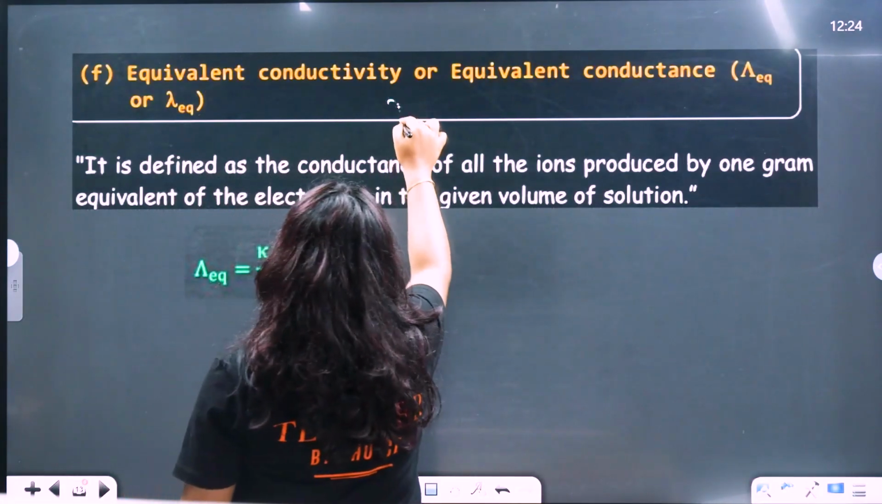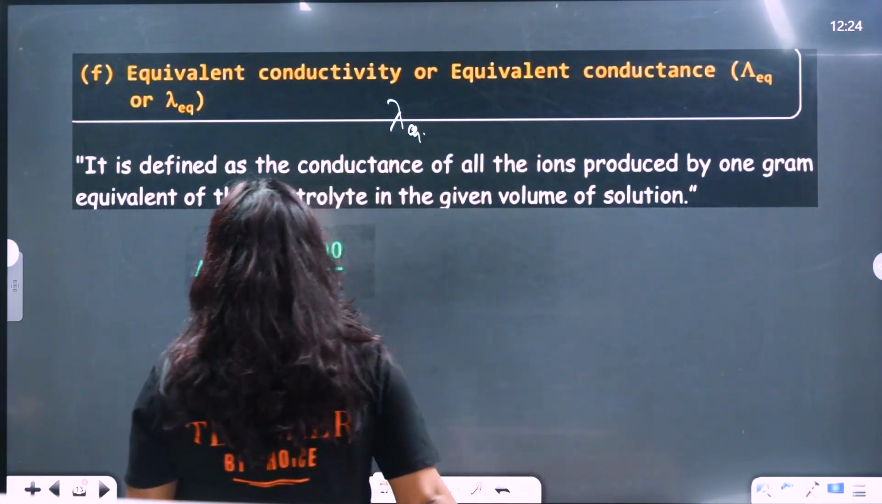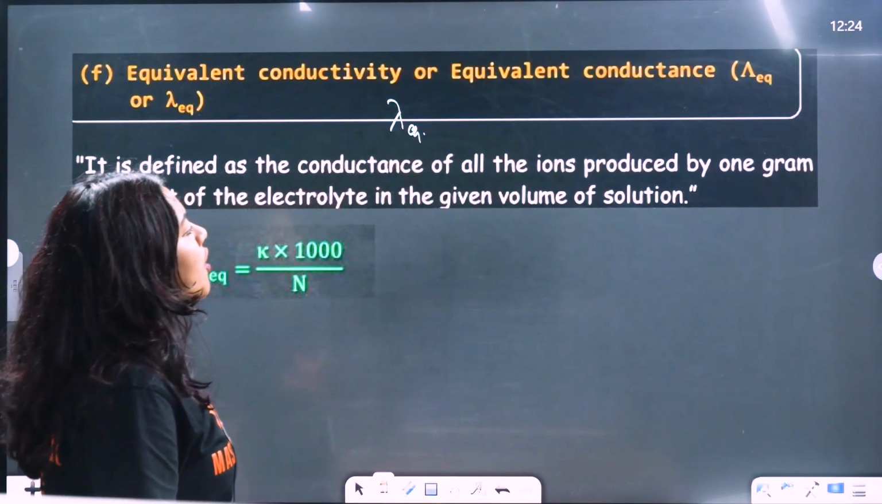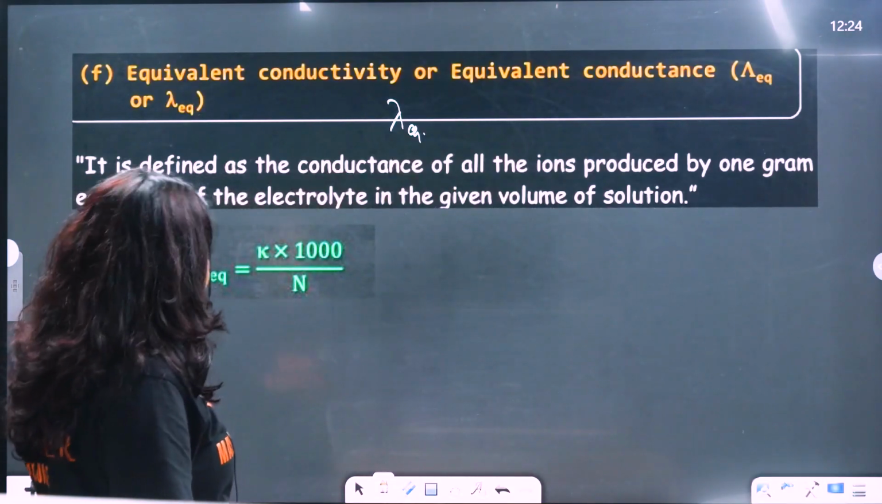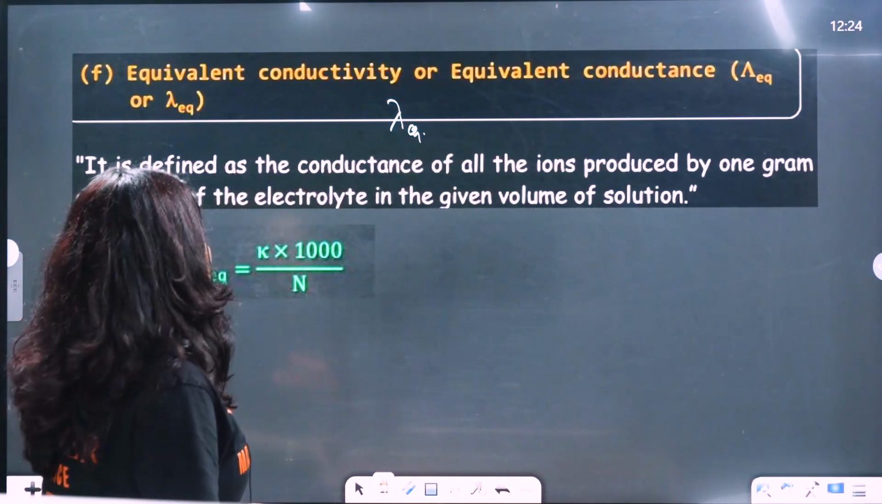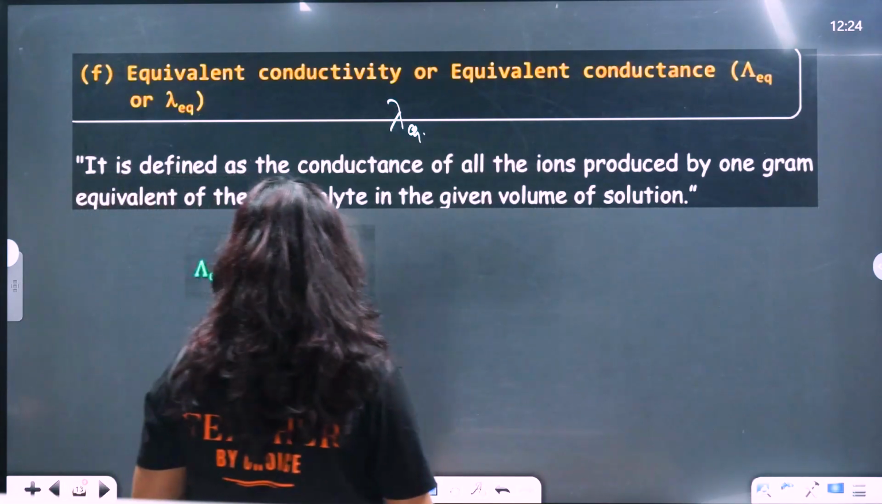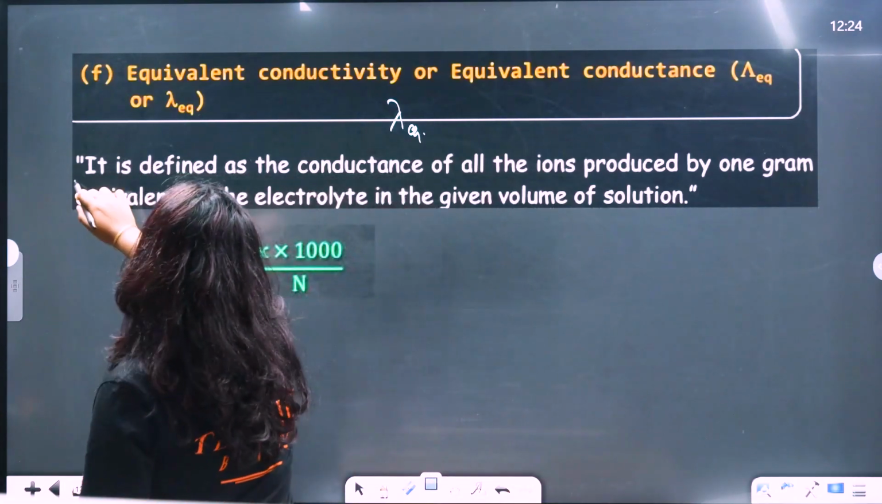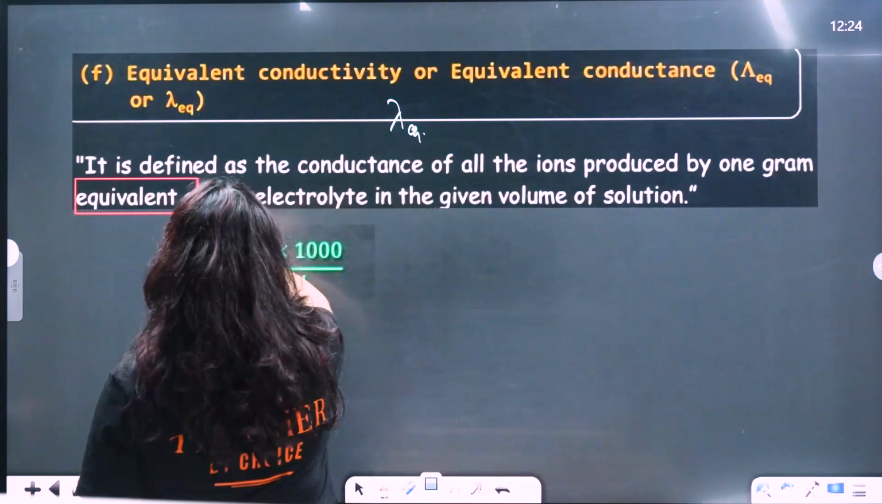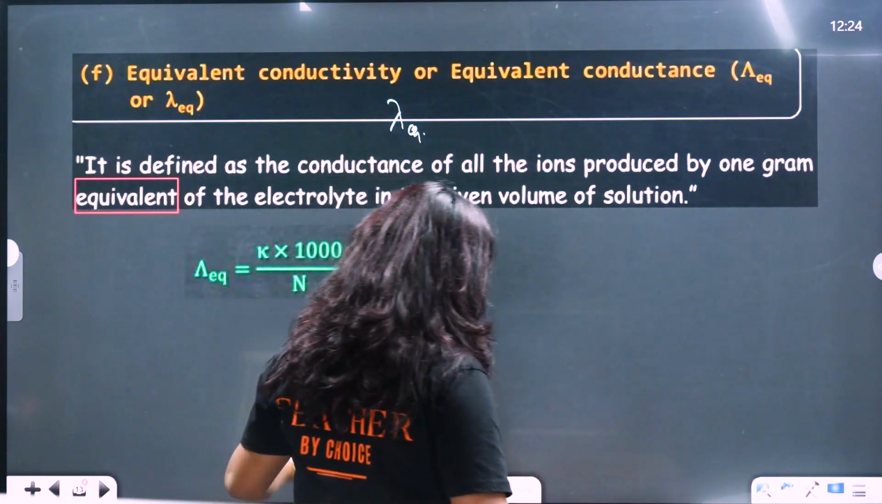Okay, equivalent conductivity means this one. That is defined as the conductance of all the ions, same thing but equivalent, right? So it is defined for the ions which are produced by one gram equivalent.